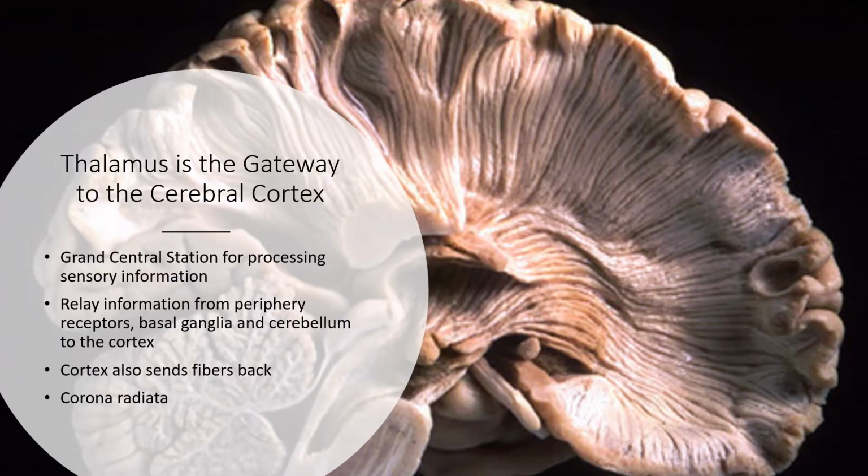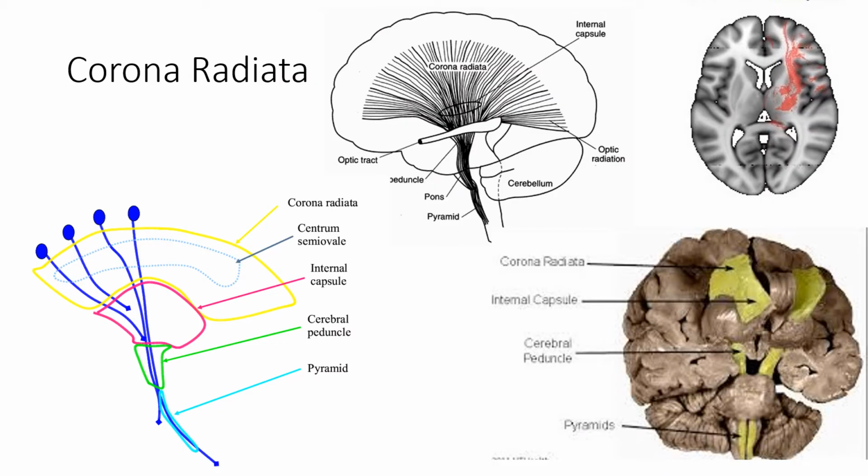Thalamus is the gateway into the cerebral cortex. Again, we call it the grand central station, or the switching station, for processing sensory information. It relays information from the peripheral receptors, basal ganglia or nuclei, and cerebellum to the cortex. Cortex also sends some fibers back and says, hey, I got it. And then you can see the corona radiata, so there's a crown radiating out from it. That's what that picture is. A couple other viewpoints of the corona radiata, so you can get an idea of what that looks like.